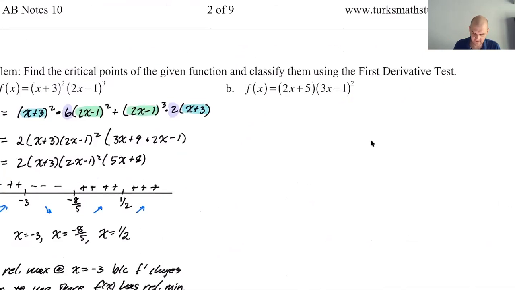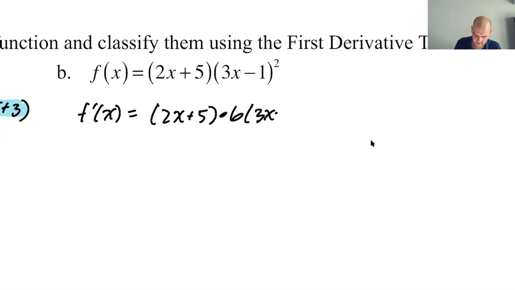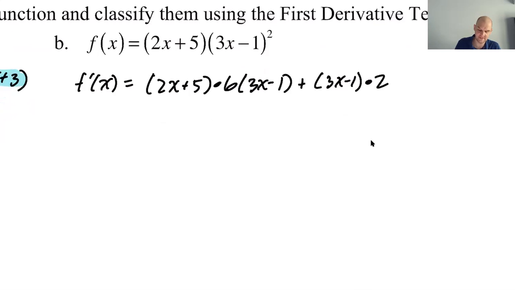All right, let's do this one, and then I'll call this a video, and we'll do the rest of the page in the next video. 2x plus 5. So you get a 2 from the power rule, a 3 from the chain rule, so it's going to be times 6, 3x minus 1, plus 3x minus 1, and you just get times 2, because that's just a linear factor.